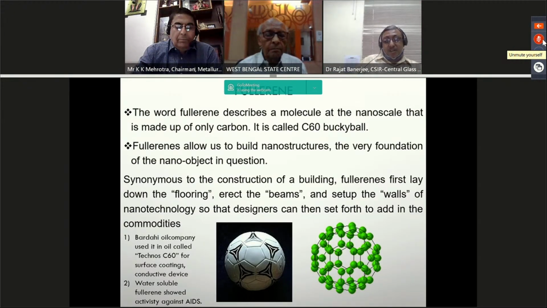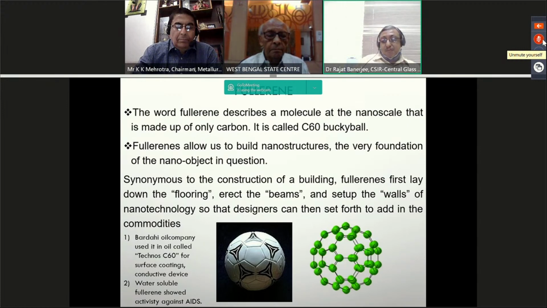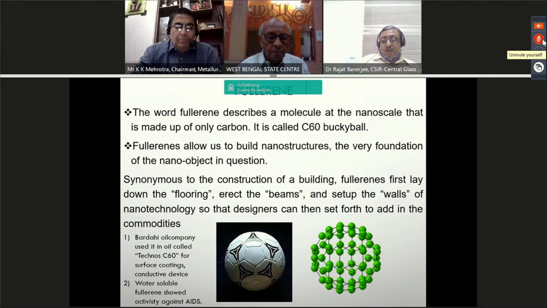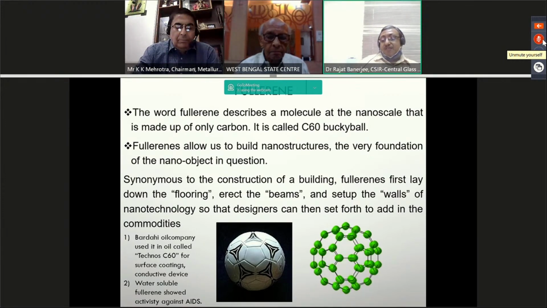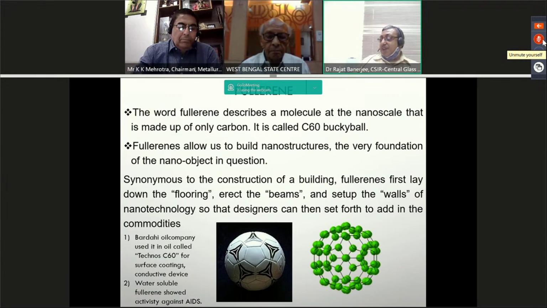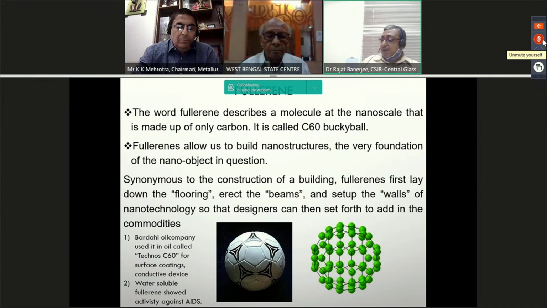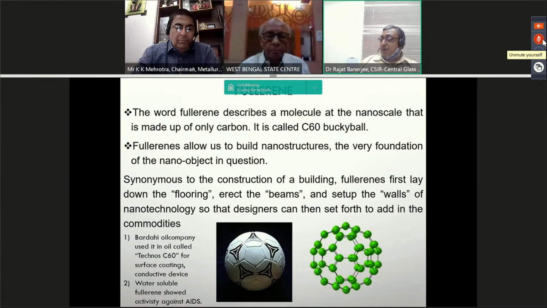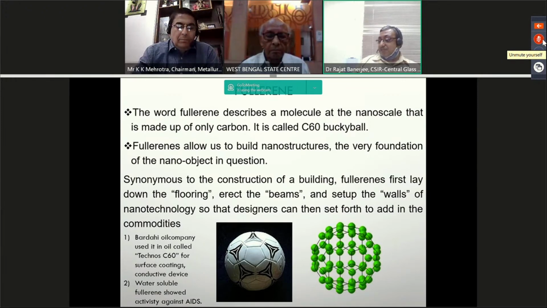Now, what is a fullerene? The word fullerene describes a molecule at the nanoscale that is made up of only carbon. It is called the C60 buckyball. It looks like a football. Fullerene allows us to build nanostructure, the very foundation of the nano object in question. Synonymous to the construction of a building, fullerene first lays down the flooring, erects the beam, and sets up the walls of nanotechnology so that designers can then set forth to add in the commodities.